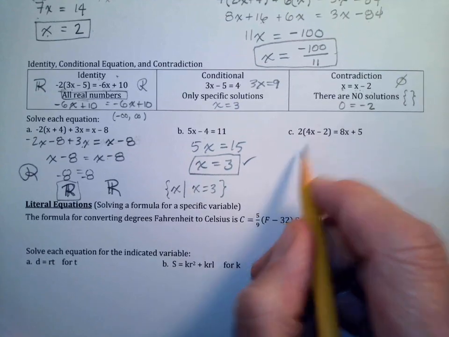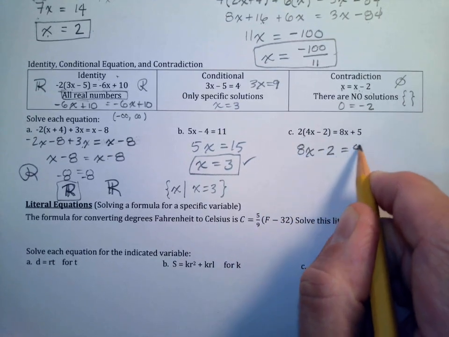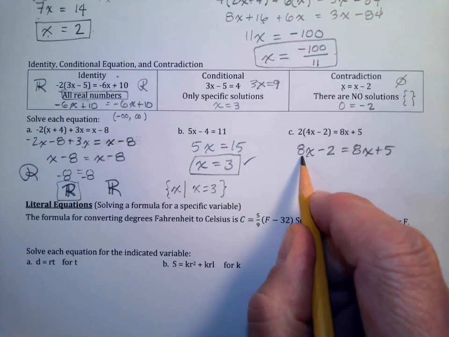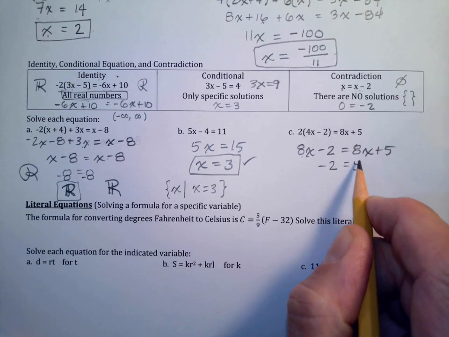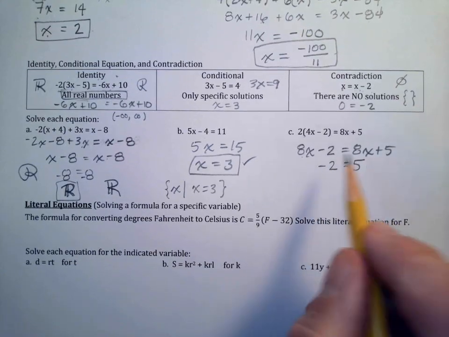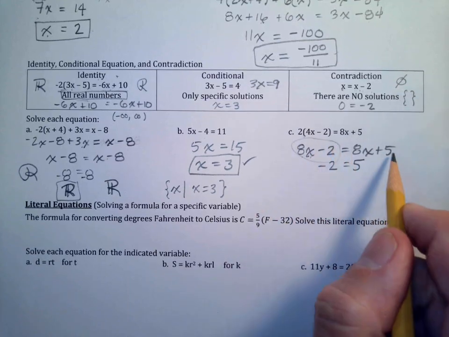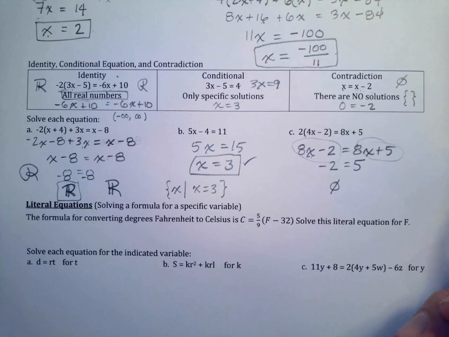So let's distribute that. That's 8x minus 2 equals 8x plus 5. And if I bring the 8x over, that cancels out, and we're left with negative 2 equals 5. And that's a contradiction, right? So there's no x value that I could plug in here that would make this side equal to this side. So this is no solution.